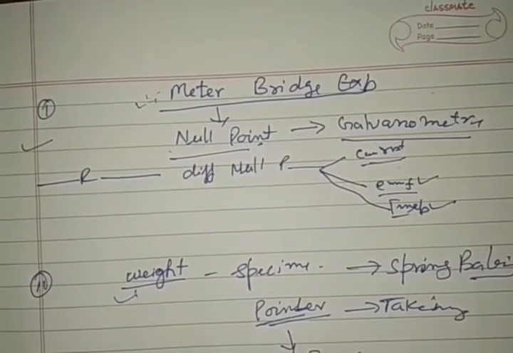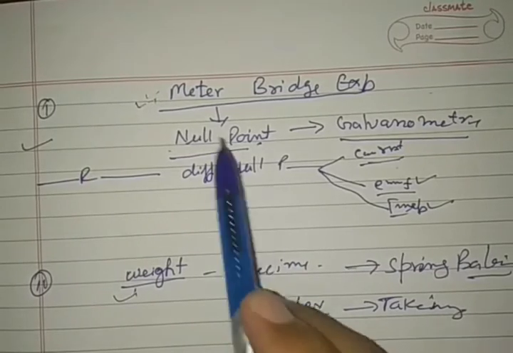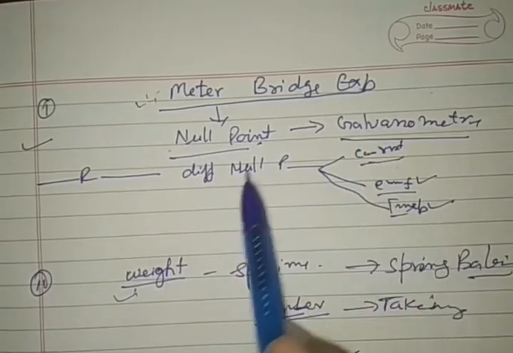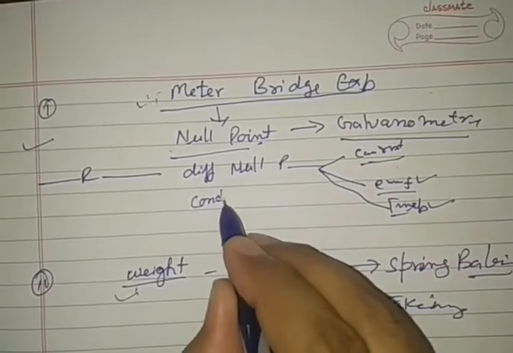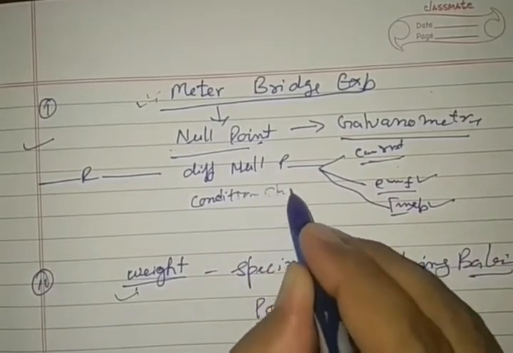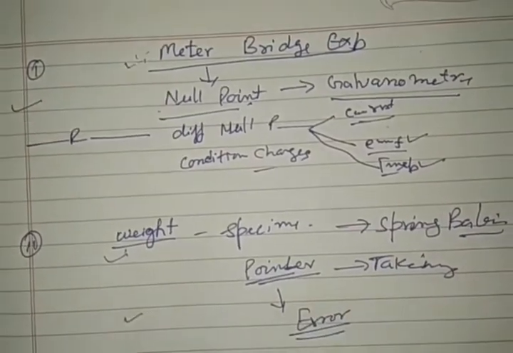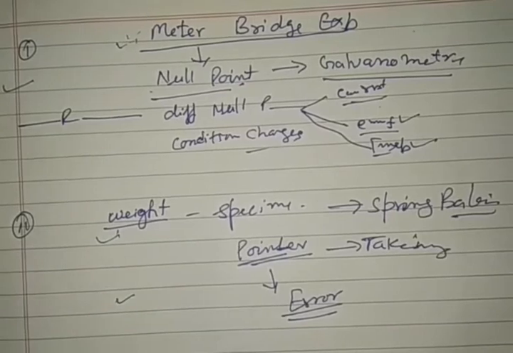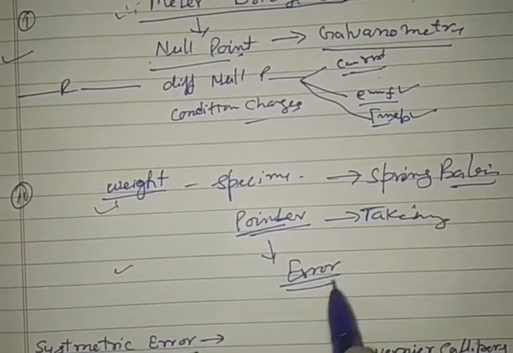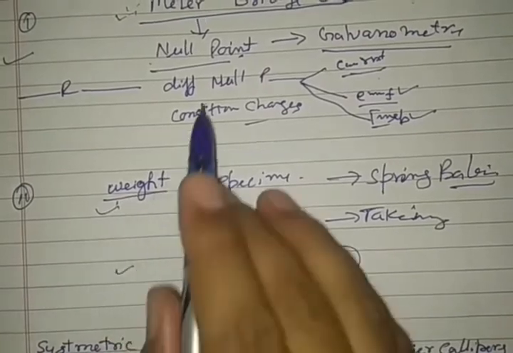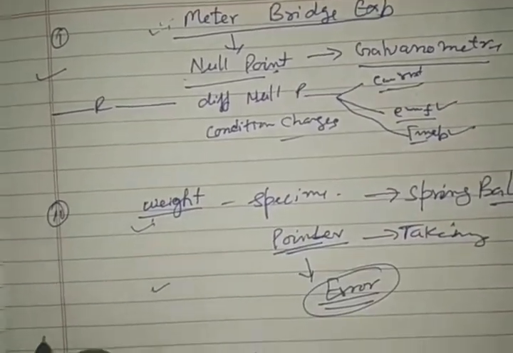In random error, there are two types. The first is due to changes in conditions, as in the meter bridge experiment, and the second is due to incorrect judgment. The error in the reading is true. Here there is a remedy for this error.